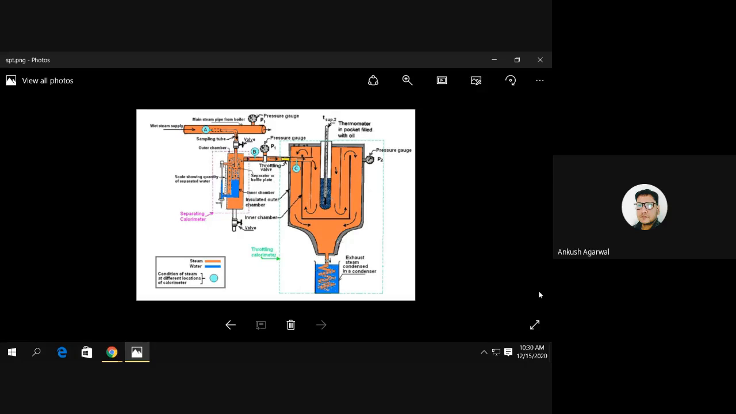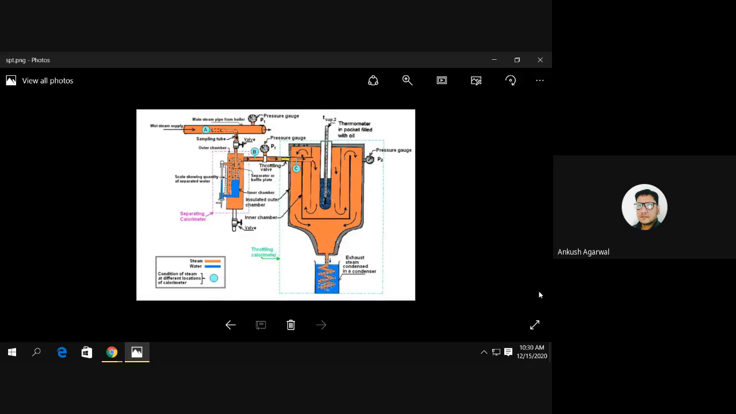So you have to find the dryness fraction of the steam both in the separating calorimeter as well as in the throttling calorimeter, and then you multiply both the values. For example, if x1 is the dryness fraction in the separating calorimeter and x2 is the dryness fraction in the throttling calorimeter, then the net dryness fraction of the sample becomes x1 into x2. Means you have to multiply both the values of the dryness fraction independently.